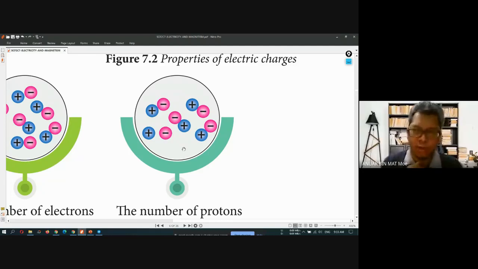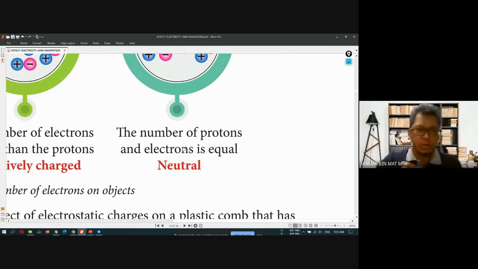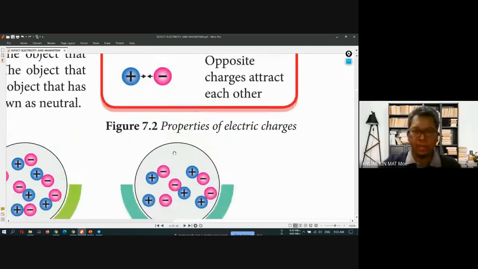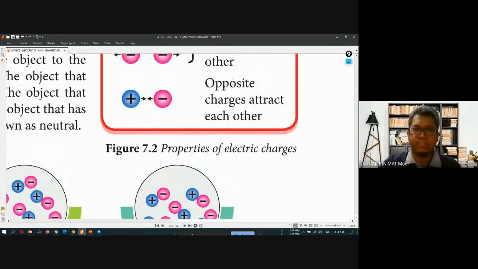Usually the amount of charges in our hand, or in my hand here, is equal. So if it is equal, we have neutral charges here. It doesn't have any net charge. We call it neutral. Why? Because the positive charges and negative charges are the same amount.